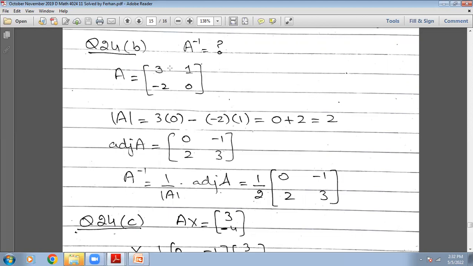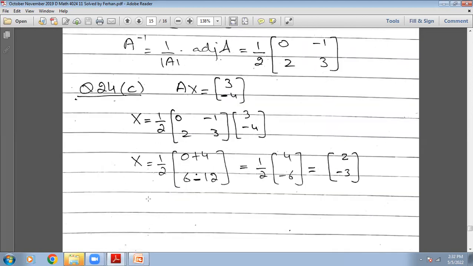So just find the A determinant. Multiply these two minus multiply these two. So 3 into 0 minus 2 into 1, and that will be 0 plus 2, and that will be 2. Adjoint: change the location of these two and change the sign of these two. So you will have 0, minus 1, 2, and 3. A inverse is 1 by A determinant into adjoint of A, 1 by 2 into 0, minus 1, 2, and 3.